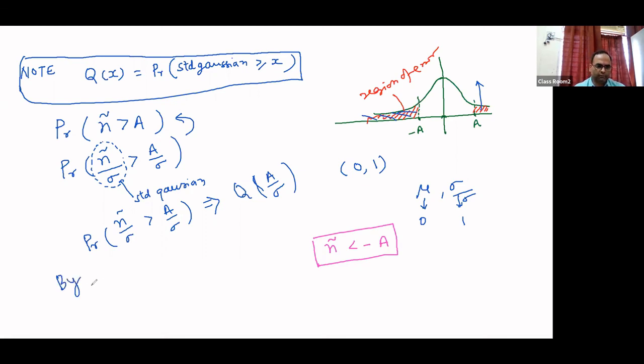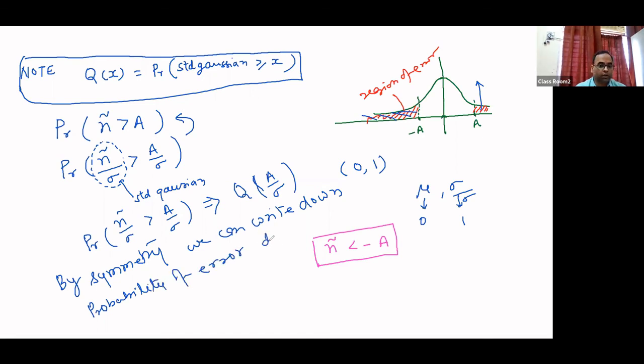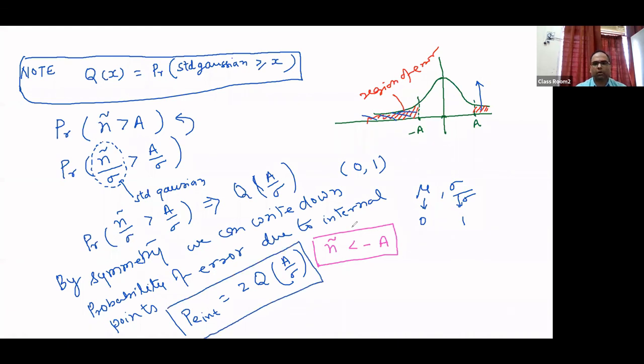So by symmetry, we can write down that the probability of error due to internal points, mind it, due to internal points, ये मैंने सिर्फ internal points लिए हैं, can be written as probability of error internal is equal to 2 times of Q of a by sigma, because we just double this value, right?